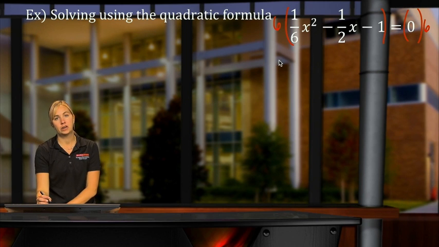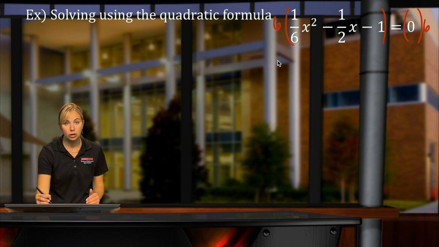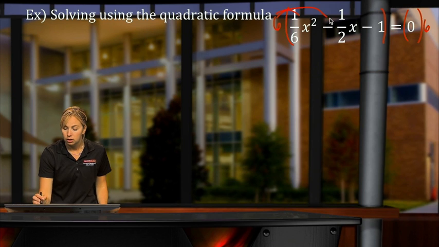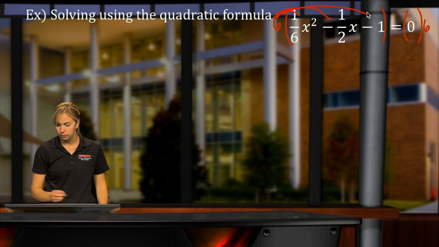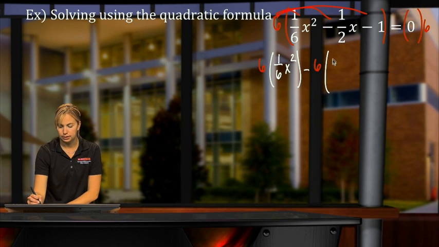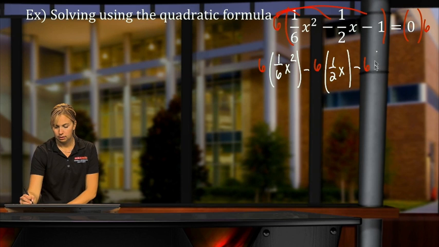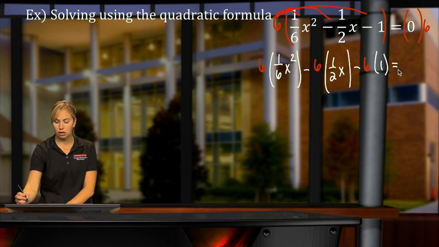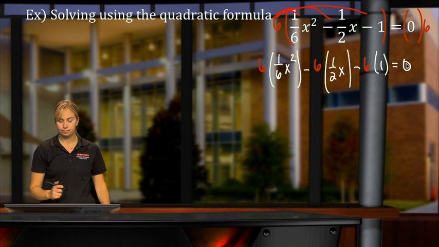When I multiply the left-hand side of the equation, I'm going to distribute it evenly to all three terms. 6 times 1 over 6 x squared minus 6 times 1/2 x minus 6 times 1 equals 6 times 0 is 0. Now let's go through and simplify each of our expressions.